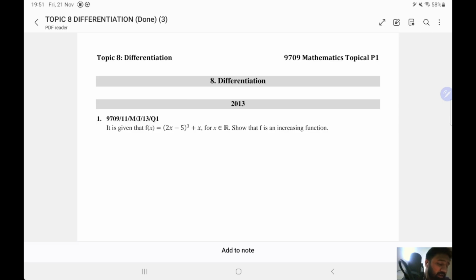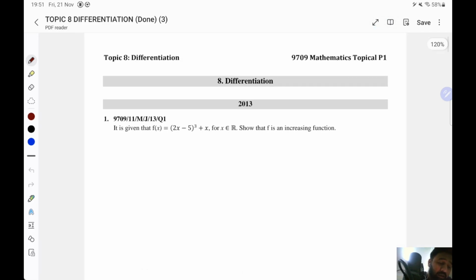The question says that f of x, a function, is given for all real values of x. Show that f is an increasing function. So let's highlight the important keywords here. If f is an increasing function, then f dash of x, the gradient of the function, is always going to be positive, greater than 0. So let's find the differentiation of the function.